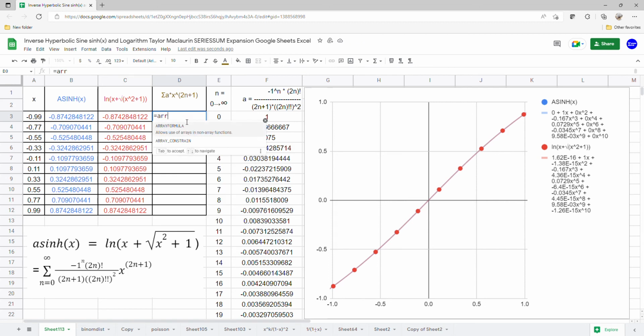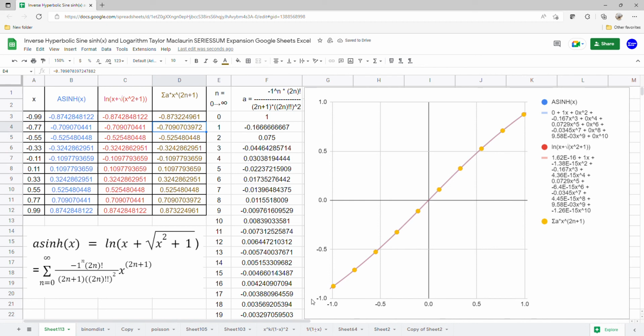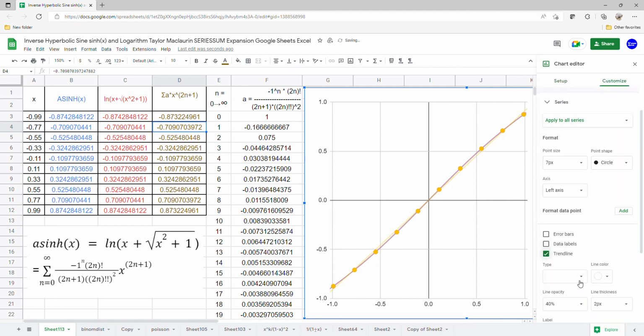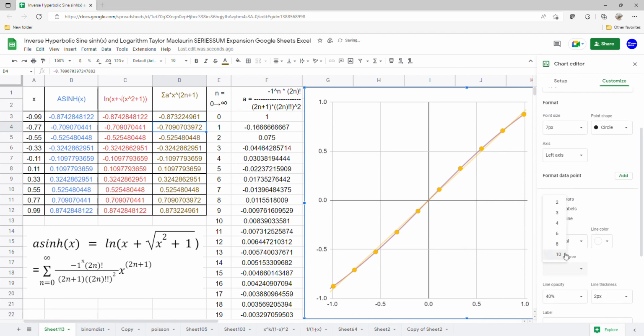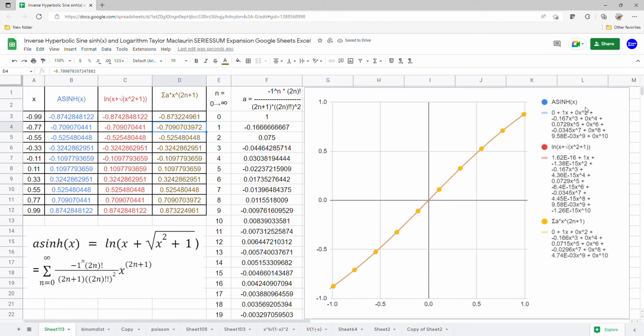So array formula, series sum. That's array formula series sum of the x values raised to the power 2n plus 1, where 2n plus 1 starts from 1, incremented by 2, and the coefficient will be this range. And we'll show the trend line. Series trend line, the type polynomial, the degree 10th. For the label, use the equation. So here's the trend line and polynomial.